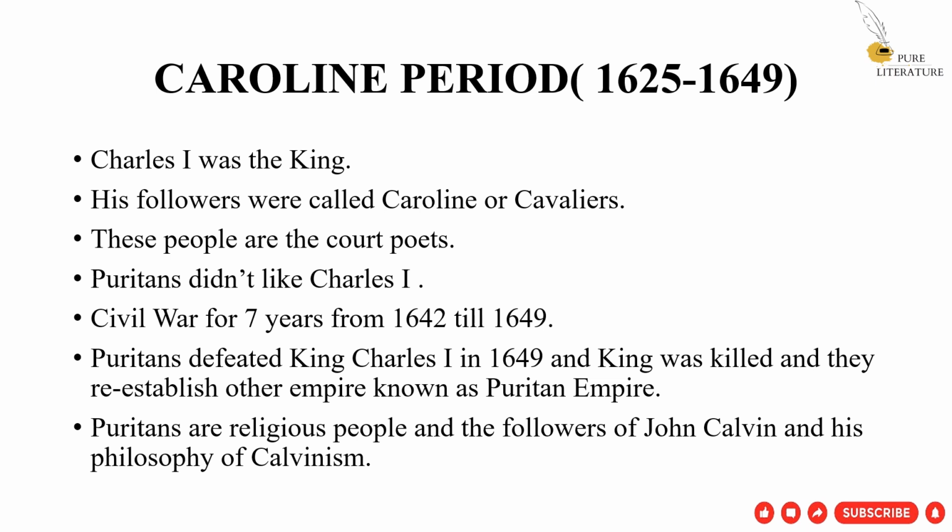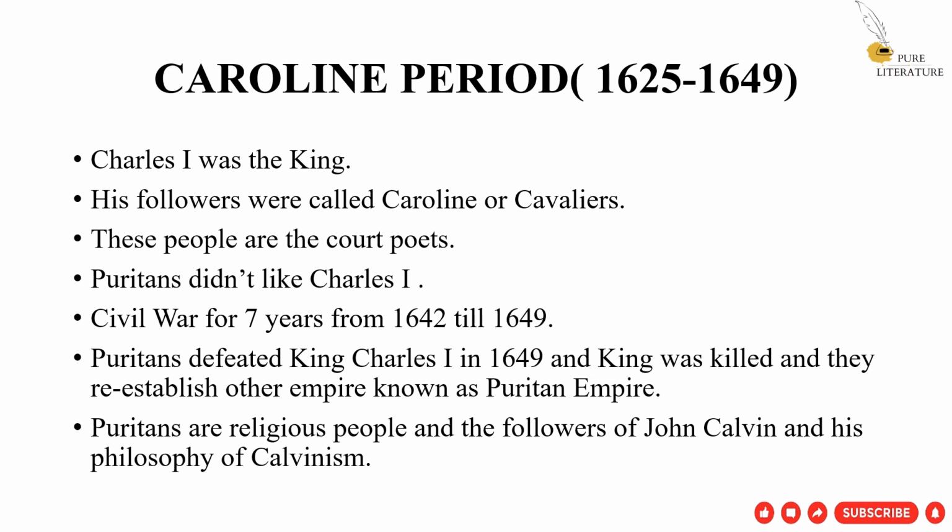Caroline period. Charles I became the king and he was a lavish man. His followers were called Caroline or Cavaliers. These people were the court poets. Court poets were highly skilled writers and poets employed by royal courts. Puritans didn't like Charles I, and so there was a Puritan uprising and revolt, and that was a civil war for 7 years, starting from 1642 till 1649.